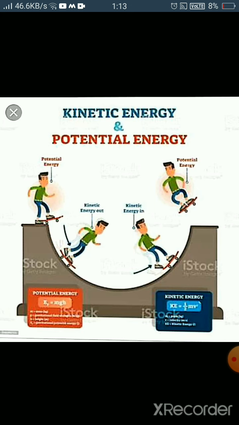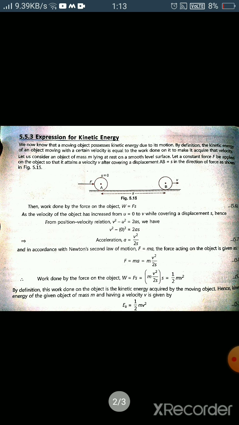So first we will discuss the derivation, or the expression, for kinetic energy. What is the expression and how is it derived? The formula for kinetic energy is denoted by Ek equals half mv square. Now suppose a moving object possesses kinetic energy due to its motion, right? As per the definition, the kinetic energy of an object moving with a certain velocity is equal to the work done on it to make it acquire that velocity.